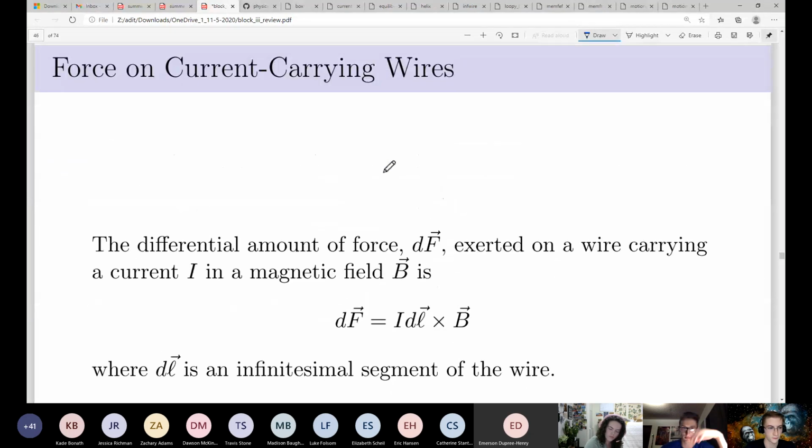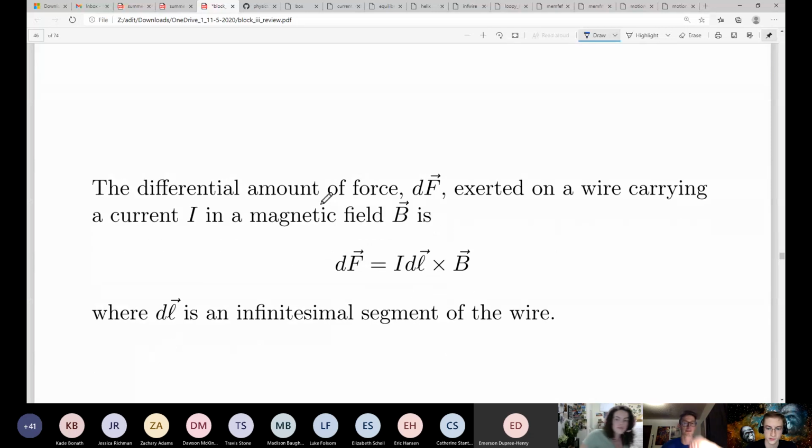Okay, here's the other force equation that Tyler touched on. If we have current carrying wires, the differential amount of force dF on that current carrying wire is dF equals I dl cross B, where dl is just an infinitesimal segment of that wire. It was brought up in the chat earlier, but it keeps coming up again and again in this unit. dl, just to keep in mind, is the differential vector that points in the direction of the wire.